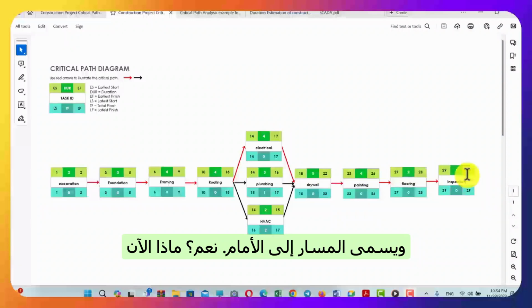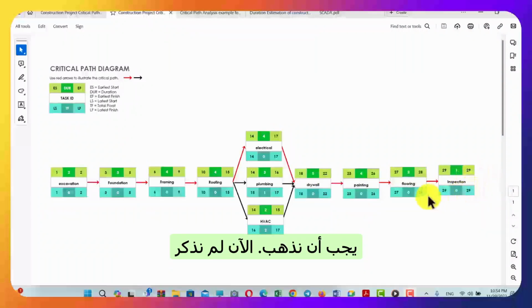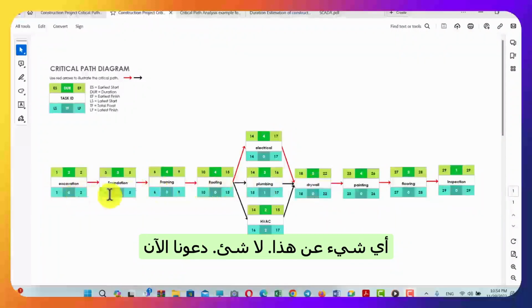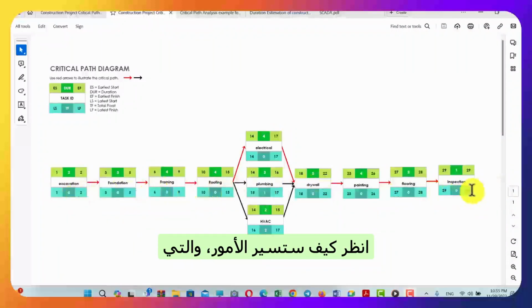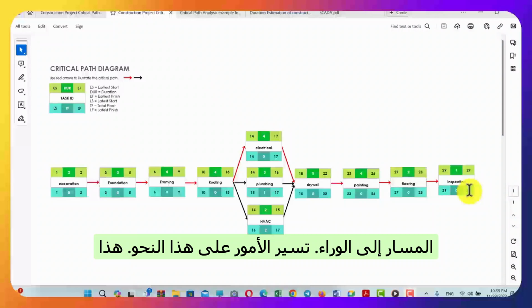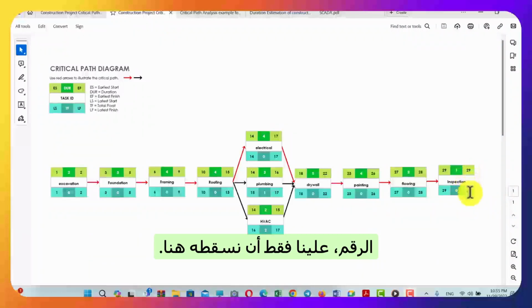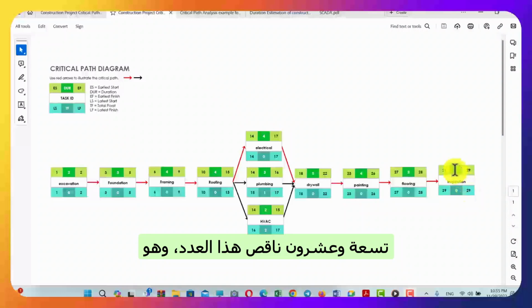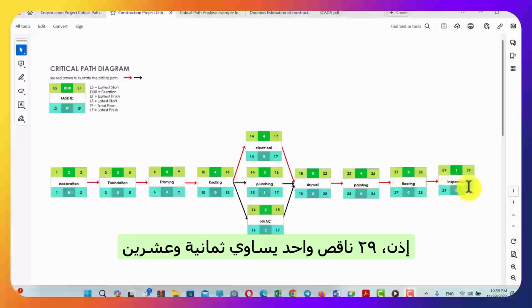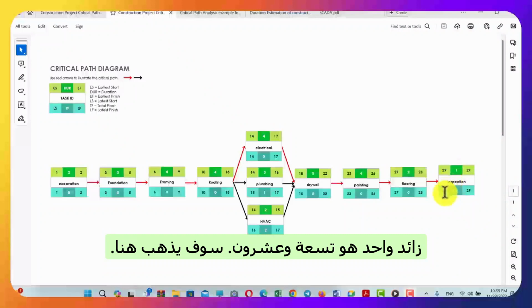Okay? Now we have not mentioned anything about this yet. Let's see how this goes, which we call the backward path. It goes like this. This number, we just have to drop it here. The same number we get here, 29. We start with this number and just have it here. Then again, this number, 29, minus the duration, plus 1 will give me this number. So 29 minus 1 is 28, plus 1 is 29.